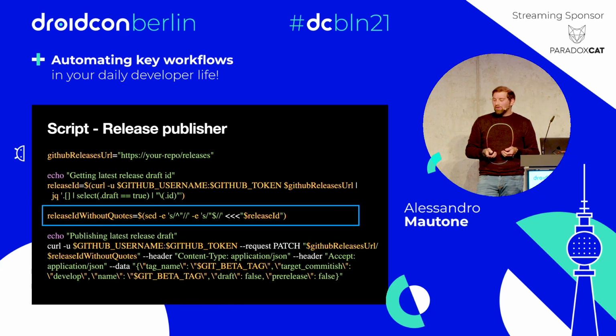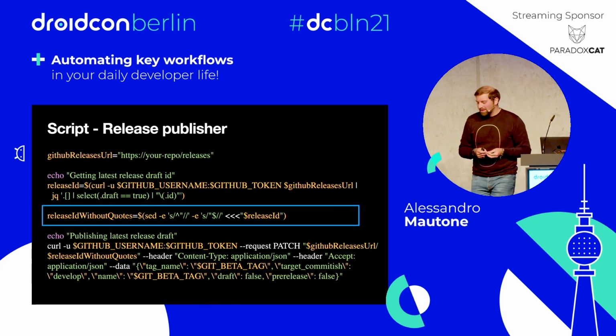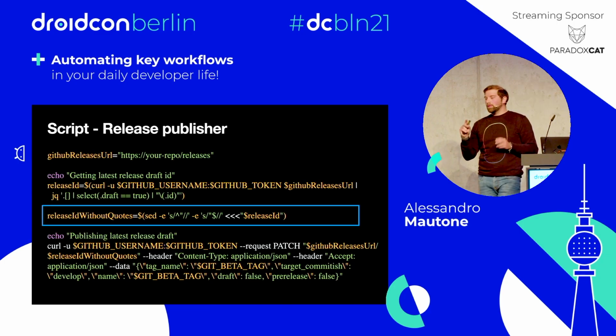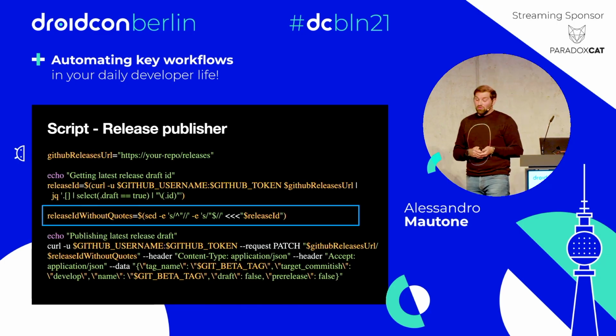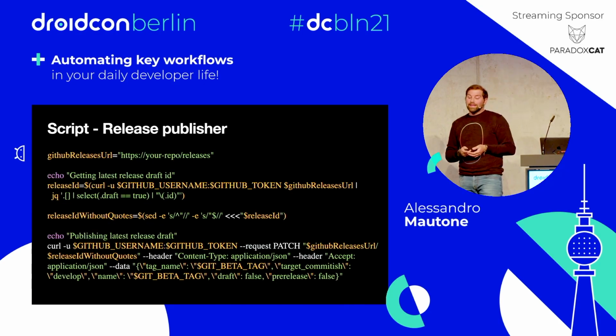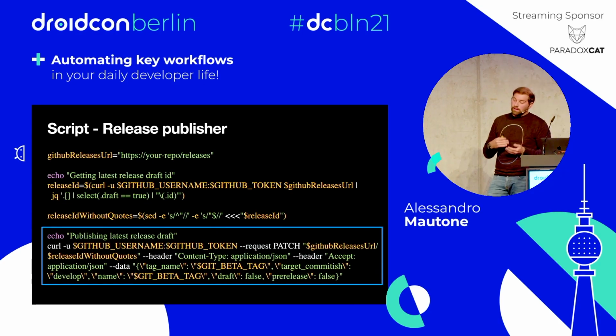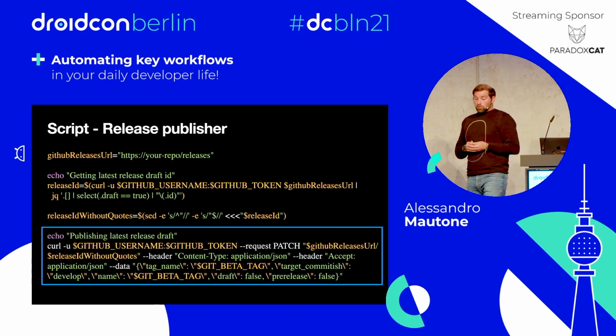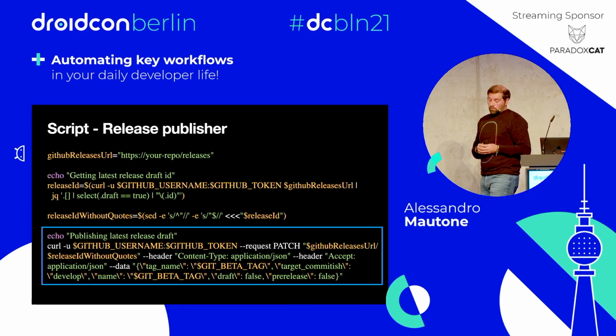Then the next step, we're removing the quotes from the release ID, because in the previous step, I'm getting the release ID with the quotes, and I needed to remove that, and that's some bash magic, I guess. So we're doing that. And then finally, in the last step, we are doing another CURL command where we are invoking another GitHub API. So what we're doing here is also quite simple. It's a patch request because we're modifying something.